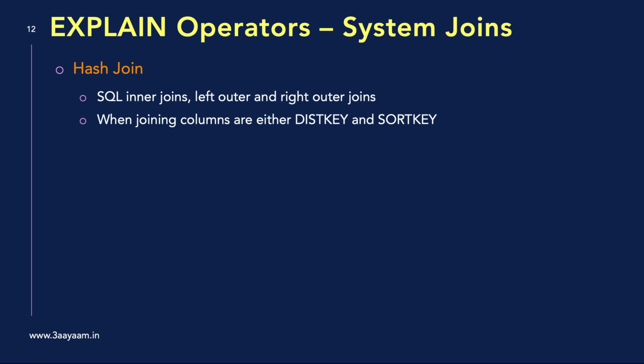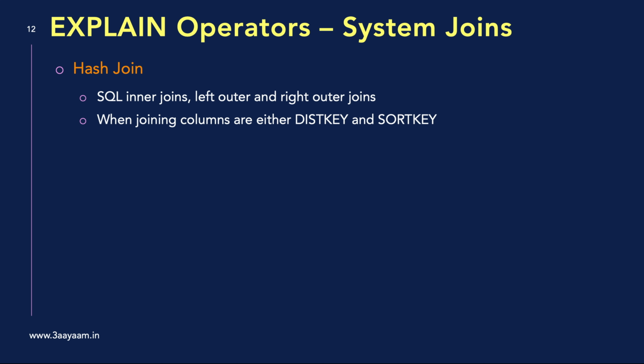So this is the additional condition: merge join would be used when the joining columns are both dist key and sort key. In this case, hash join is used when the joining columns are either dist key or sort key. And there can be scenarios wherein the optimizer might choose hash join even though the joining columns are neither dist key nor sort key. That can also happen. Again, that will depend on the optimizer.